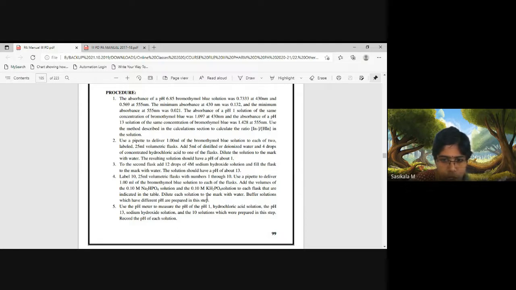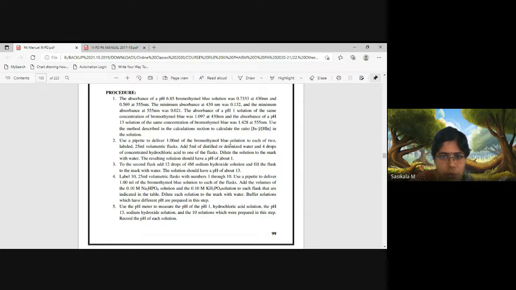Dilute each solution to the mark with water. So after adding this buffer to 1 ml of bromothymol blue solution, we have to add water up to the 25 ml mark in the volumetric flask. Then buffer solutions which have different pH are prepared in this step. So it will have different pH. Constant pH will be 1 and 13, which have been prepared with concentrated hydrochloric acid and sodium hydroxide.